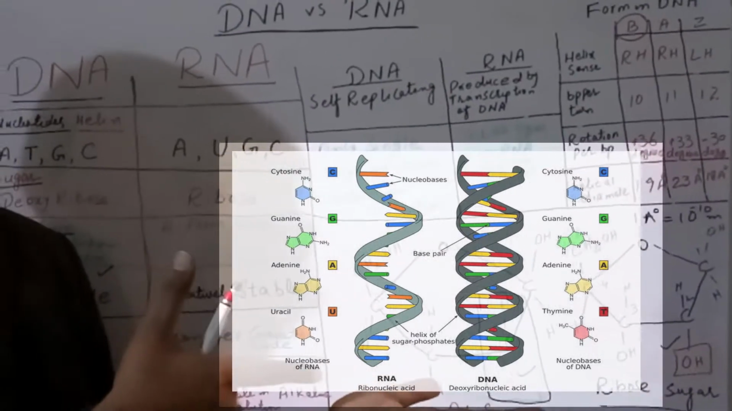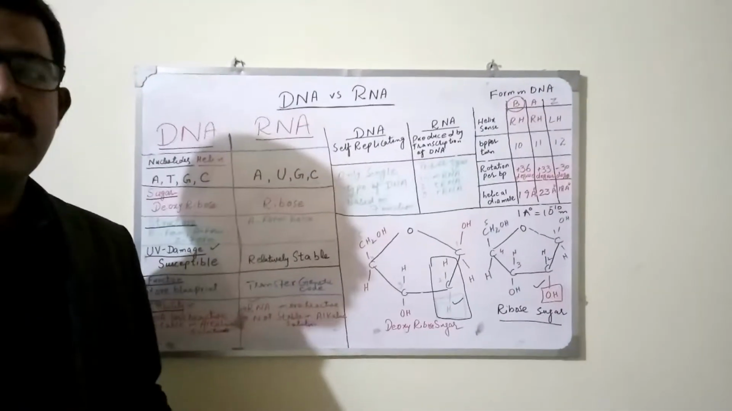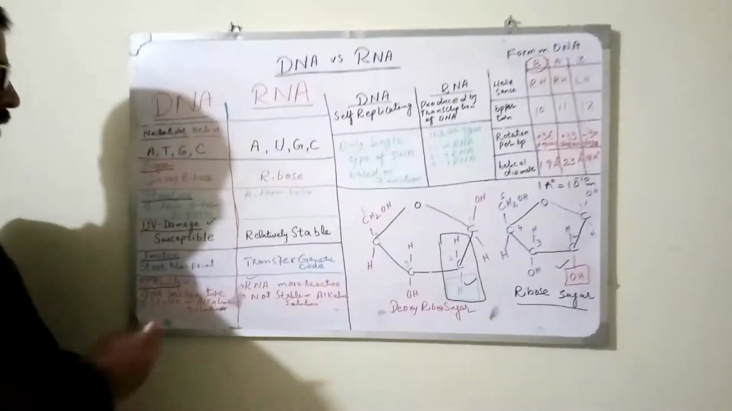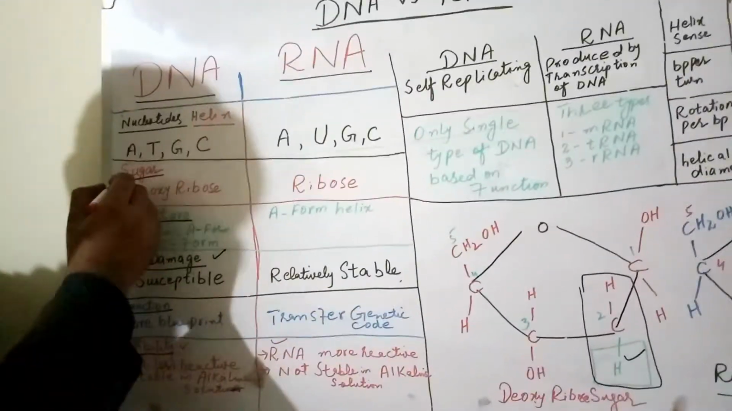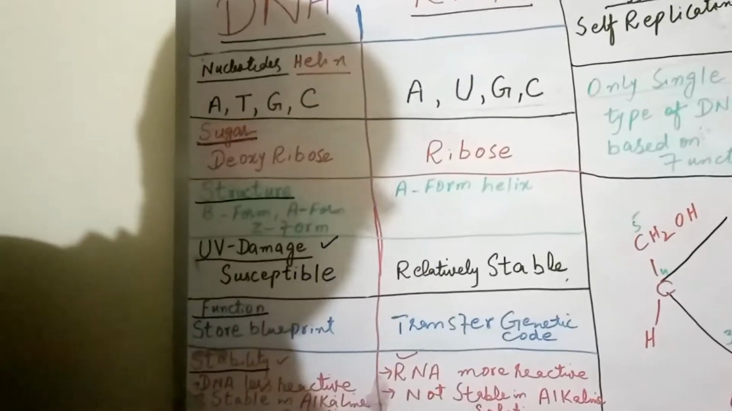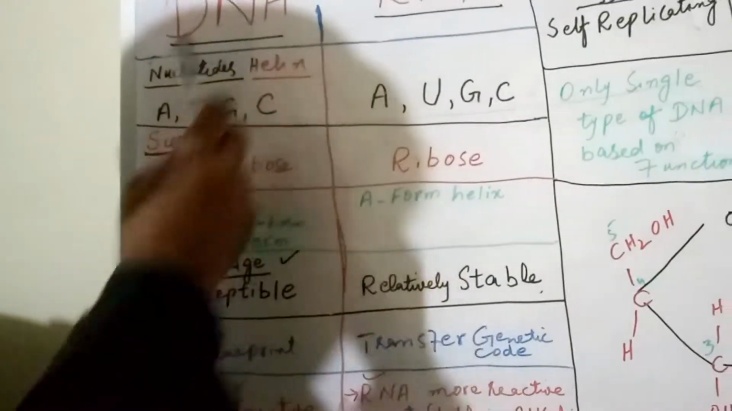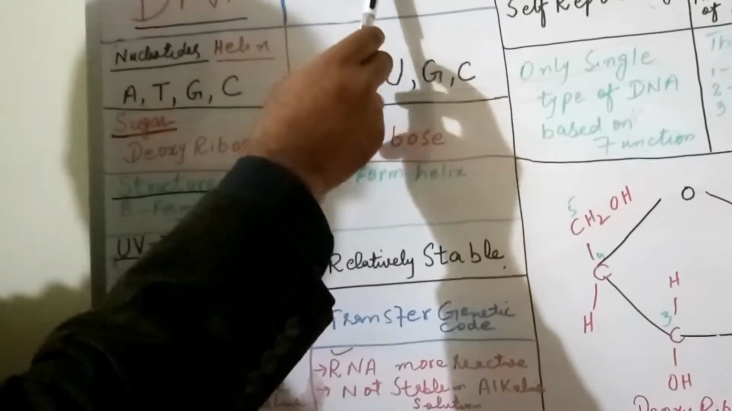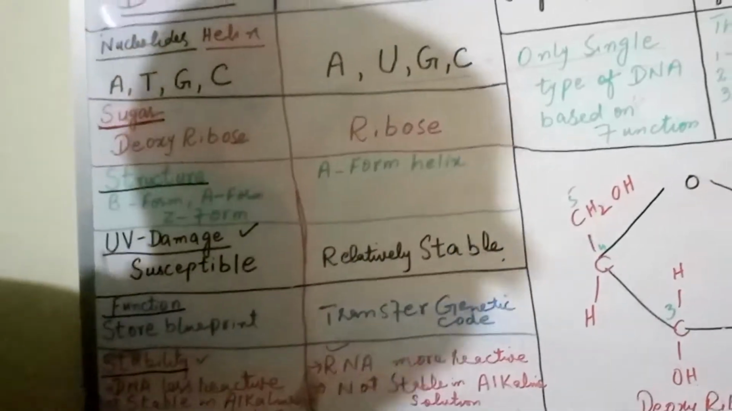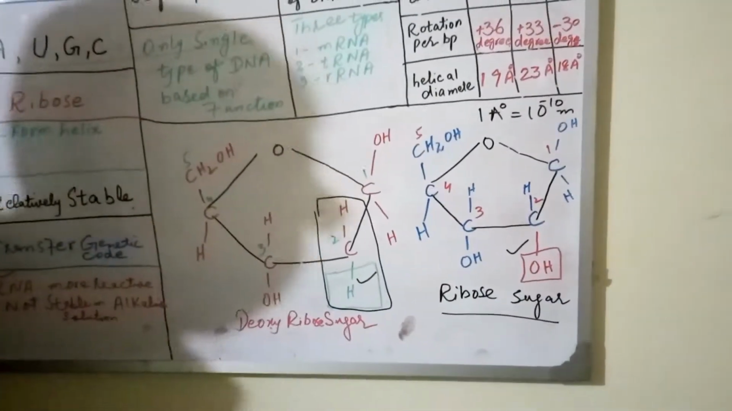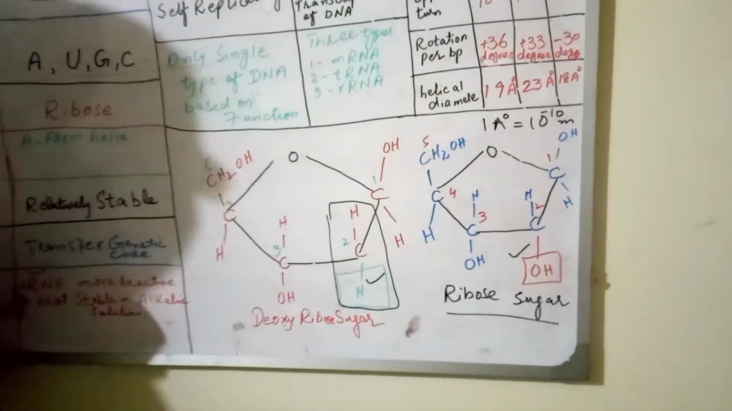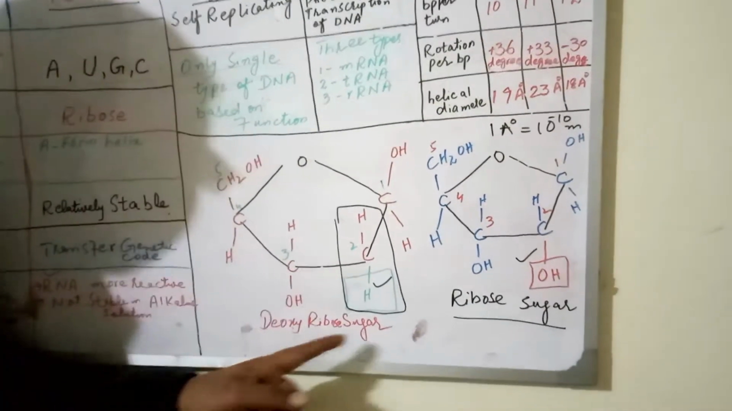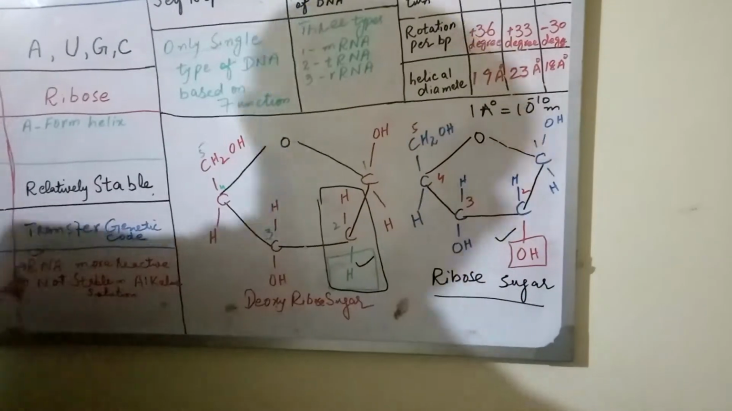expressed in this diagram. And guys, the second difference is according to sugar. The sugar present inside the DNA is deoxyribose, while the sugar present inside the RNA is ribose. Ribose is basically a five-cornered sugar and it has five carbons. But why do we call deoxyribose a deoxyribose sugar? Its difference is expressed here.